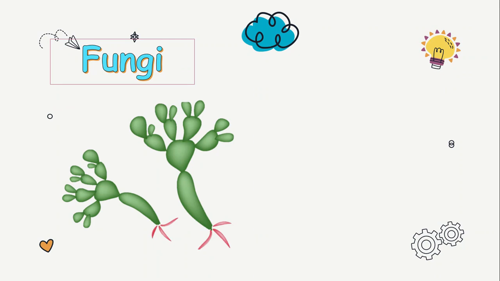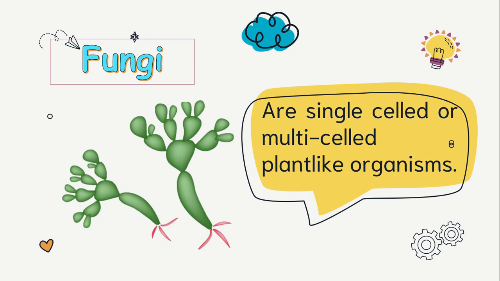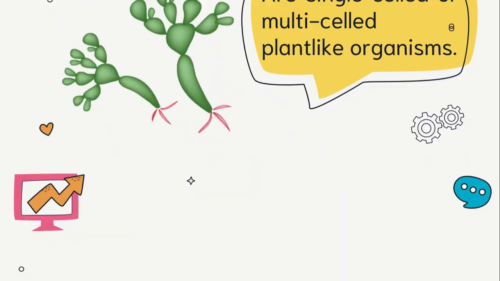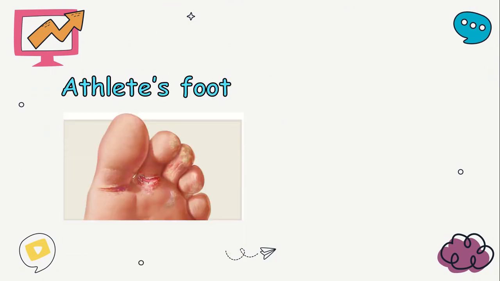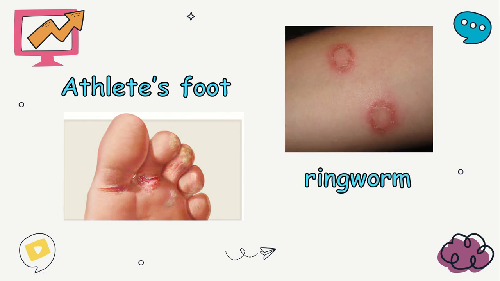So the next one would be the fungi. This is, I think, the third one, fungi. Fungi are single-celled or multi-celled plant-like organisms. They can be found in plants and in the human body. We also have fungi. This would be the athlete's foot. This one is fungi, and this one also. The athlete's foot is caused by fungi. And this would be ringworm.